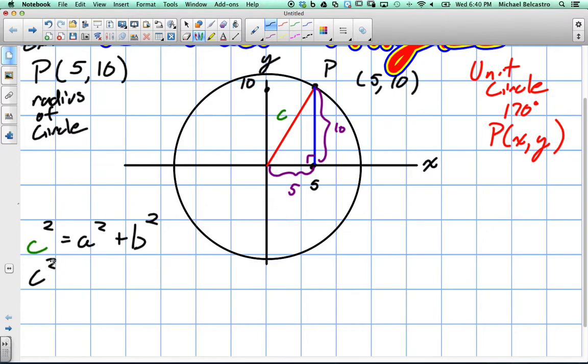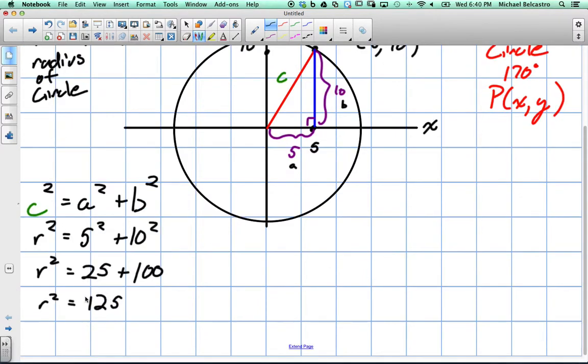So c squared, which is really the r. In fact, we can call it r because it's the radius of the circle. The same idea. R squared is equal to, and it doesn't matter which I call a and which I call b, so we'll call a 5. That was my side a, and this will be my side b, plus 10 squared. R squared is equal to 25 plus 100. R squared is equal to 125.